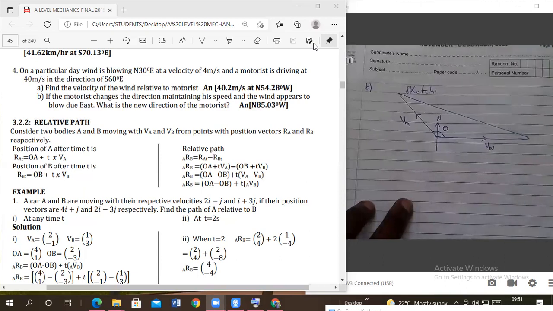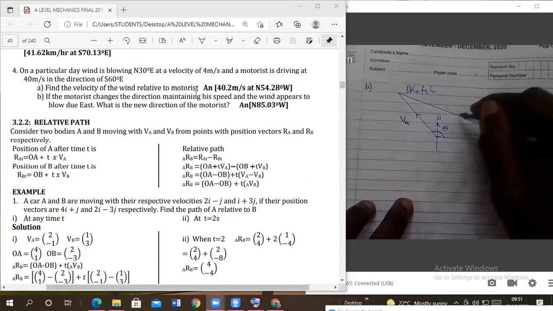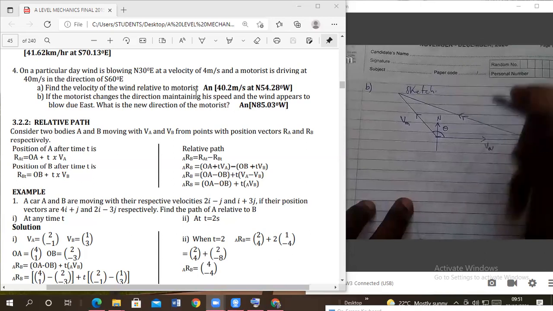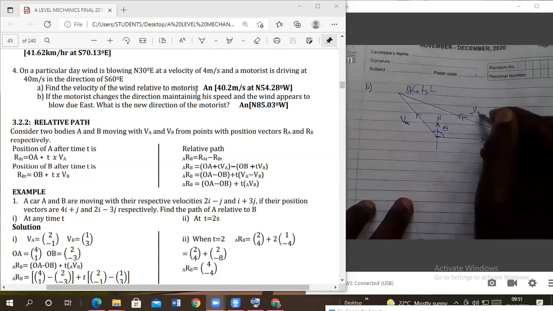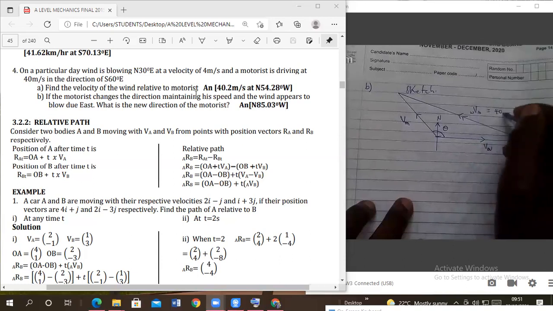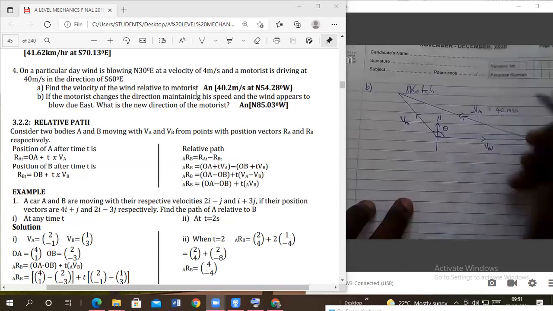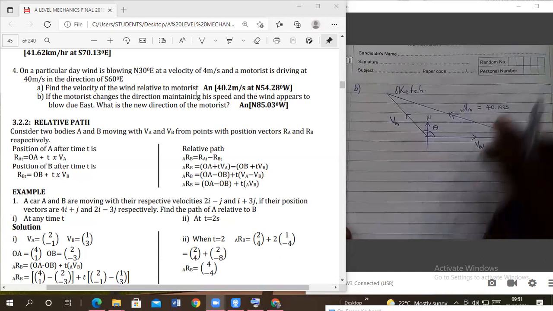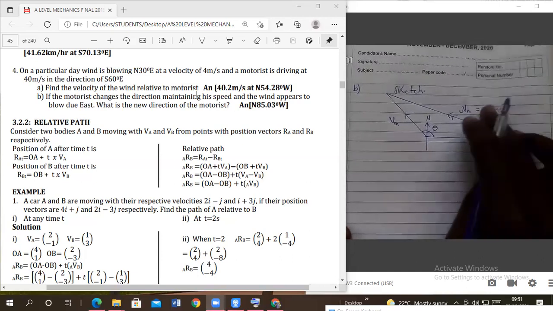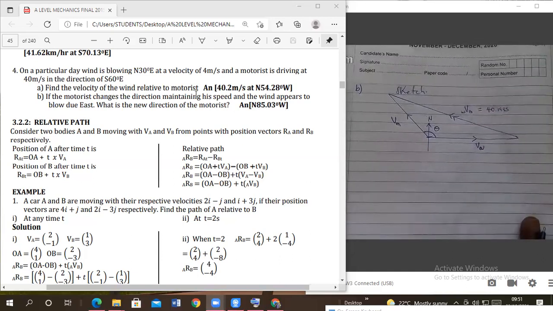So now we keep maintaining the relative velocity. The relative velocity will be the same, because at first they were asking for the wind relative to the motorist. So it will still be pointing this side. This is V, W, M, which we got as 40.1995. So the magnitude of the relative velocity will not change. The only thing that will change is the direction.